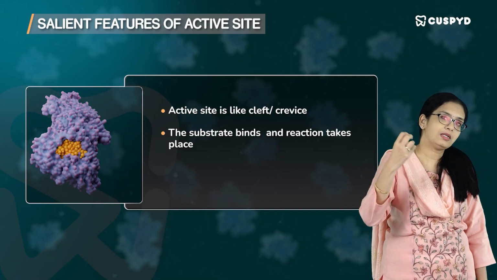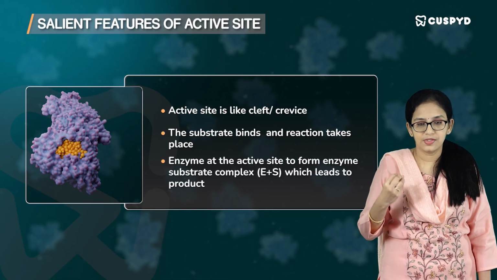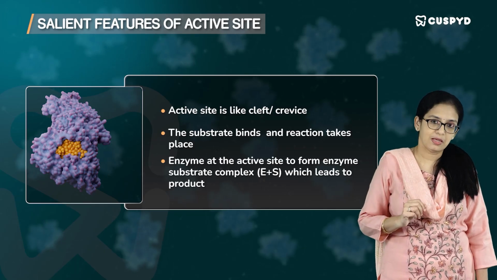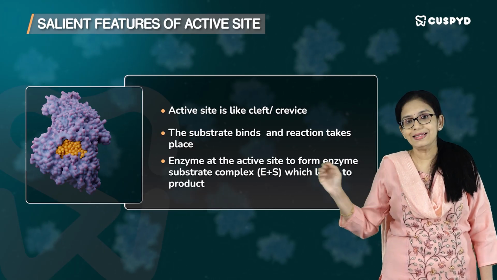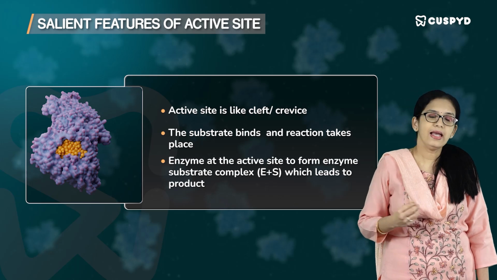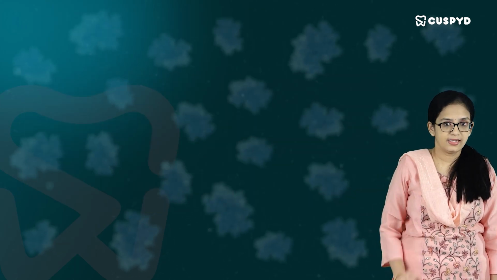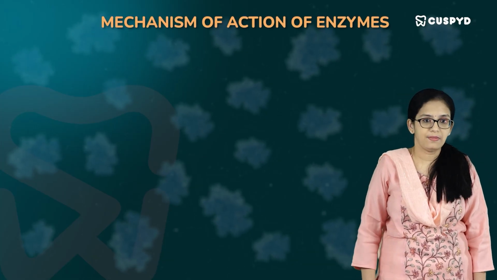When the substrate comes and binds to the active site of an enzyme, there is a formation of an enzyme substrate complex, which leads to the product, and the enzyme is regenerated as it is. How do enzymes act? Let's go inside the mechanism of enzyme action.